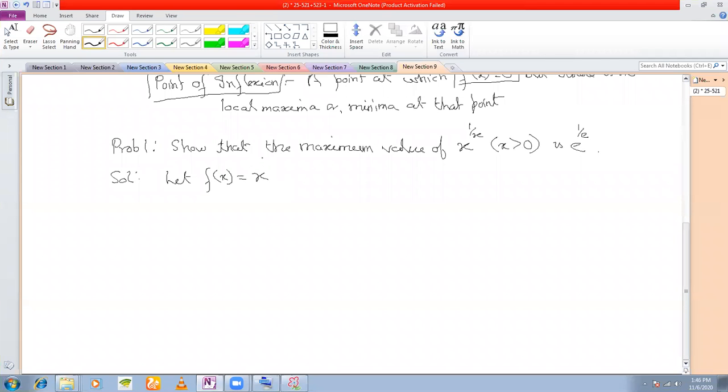In this problem, take f x equal to x to the power of 1 by x. So how do you differentiate this function? Let us say y is equal to this. Instead of taking f x, let us take y equal to this. You can take f x also, no problem. You see that one function is raised to the power of another function, so you take log on both sides.